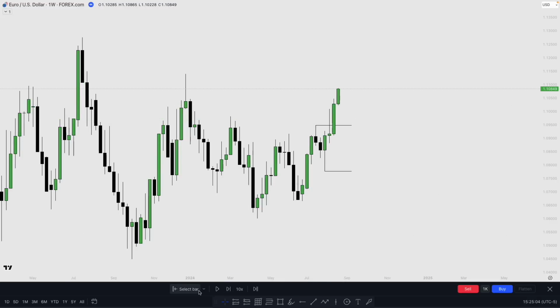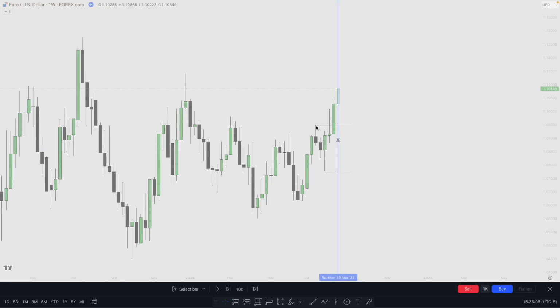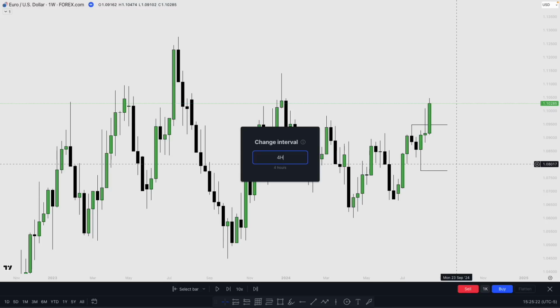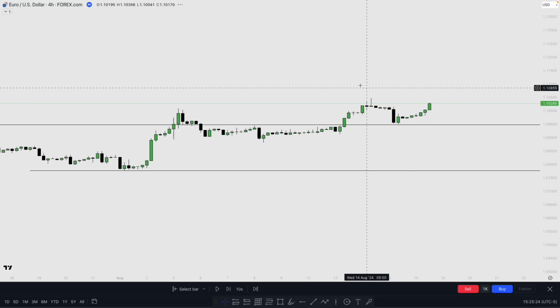And there we go. Here we get a closure above this swing point. Here we can see that we rejected this swing. And so we'll be looking for a sell down to this external liquidity pool. But if we drop lower, let's see if we get a market structure shift in this candle. From the weekly, we go to the 4-hour time frame.